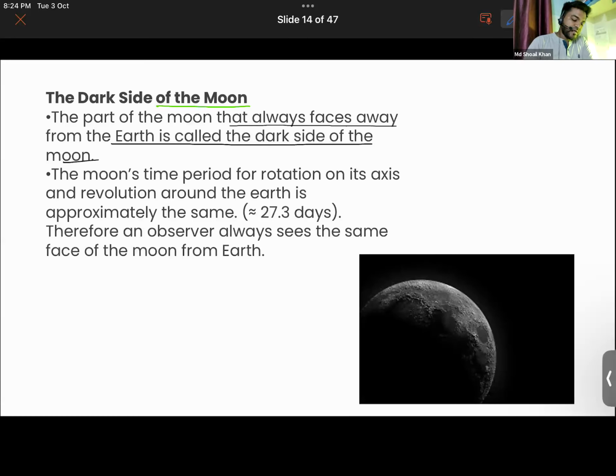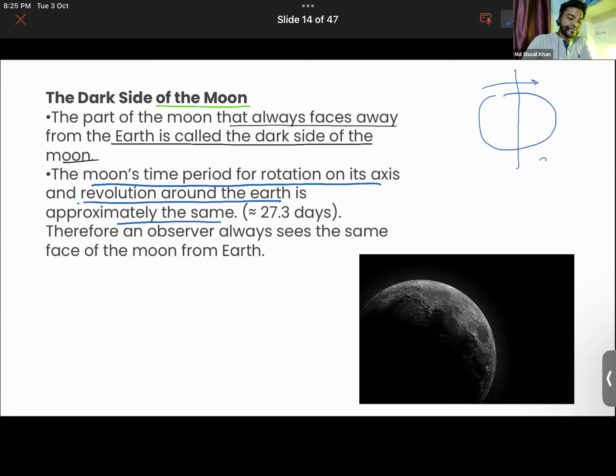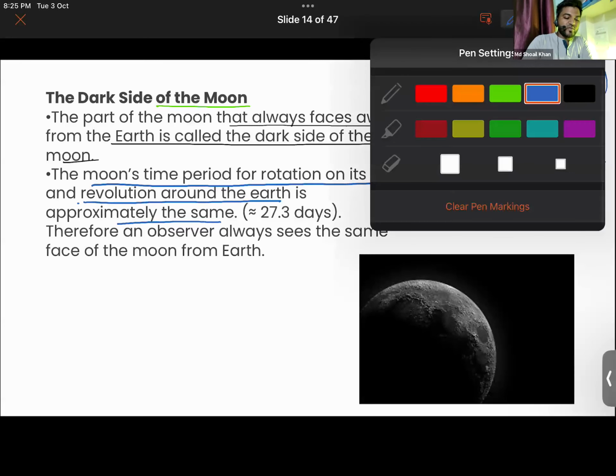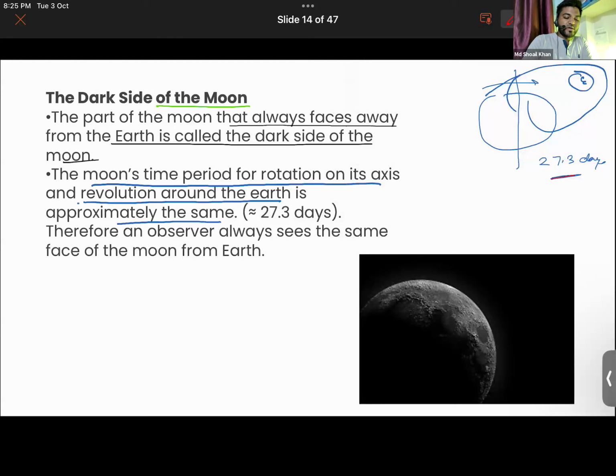We know the moon's time period for rotation on its own and revolution around the earth is approximately the same, that is 27.3 days. So the moon also rotates on its own axis, that takes 27.3 days, while it also revolves around the earth. Getting it now? It takes the same time to revolve around the earth, that is 27.3 days.